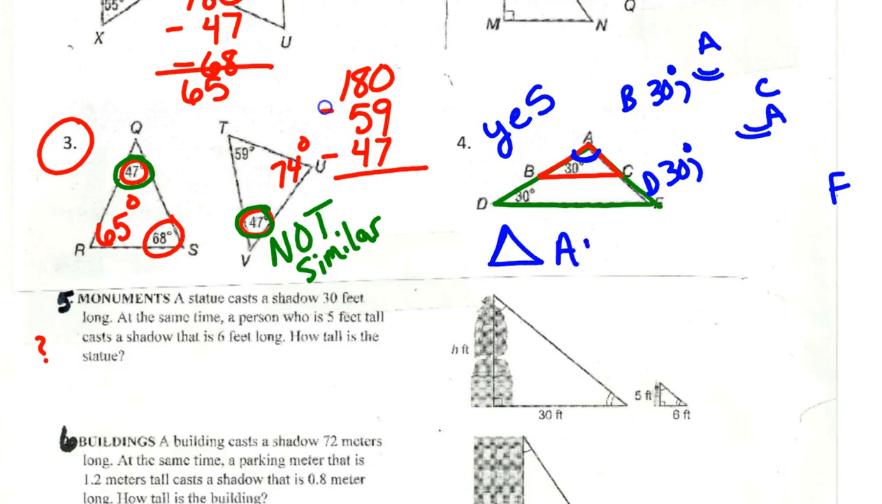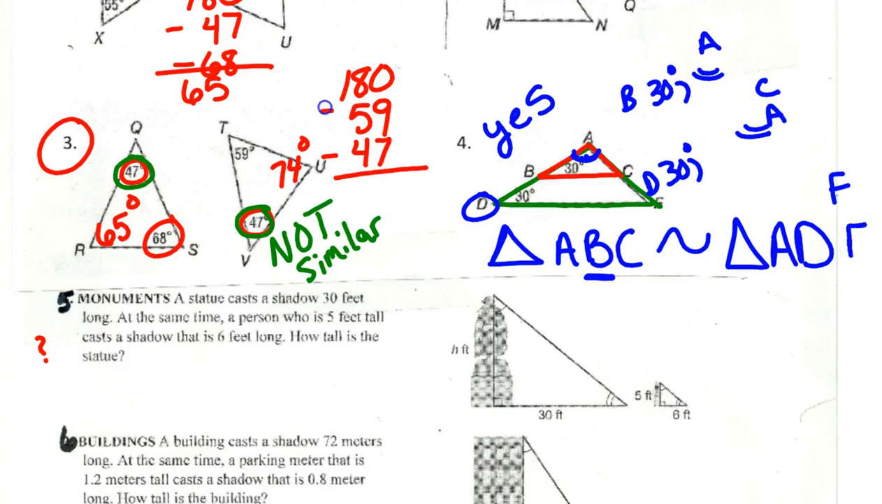Triangle ABC is similar to triangle, okay, order matters. Let's put A first because that angle is the same for both. Which angle was the same as B? It was D, so that one would go next. And then the last one would be F. There's our similarity statement. There's our triangles.